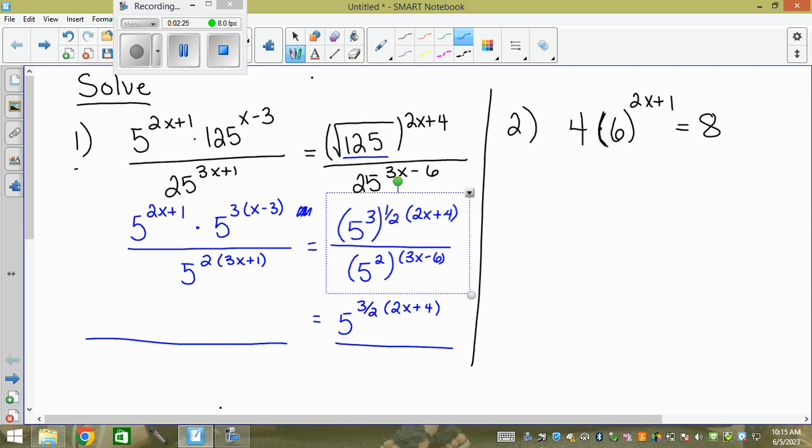Now, when am I allowed to drop the base off? Not when all the bases are the same, but when there's only one base on the left and one base on the right. So when I have 5 to the something equals 5 to the something, then I can drop the 5s off. I'm going to have to combine all these exponents first, because what's the rule of exponents? If they're in the numerator, you add them, and if they're in the denominator, you subtract them, correct? So you're going to end up going 5 to the 2x plus 1 plus 3x minus 9 minus 6x plus 2, right? You have to put them all together with plus and minus signs first.